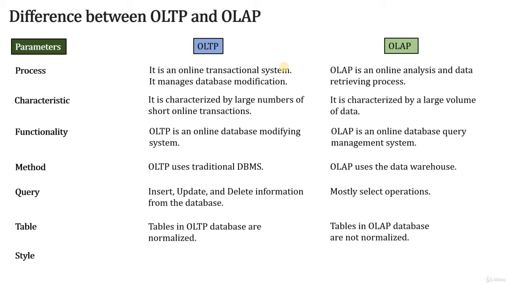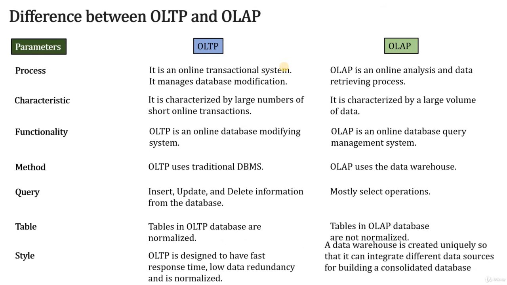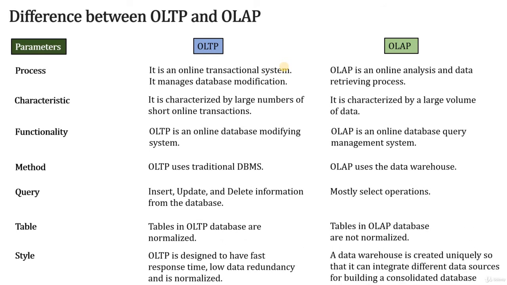The next parameter is style. OLTP is designed to have a fast response time, low data redundancy, and is normalized. A data warehouse is created uniquely so that it can integrate data sources for building a consolidated database.